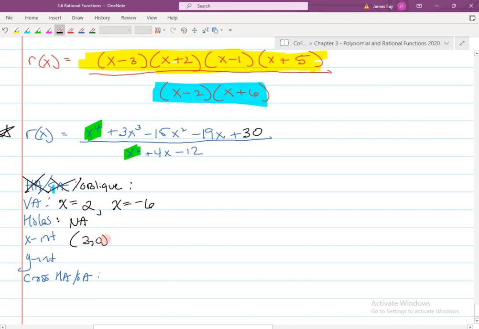So 3, 0, negative 2, 0, 1, 0, negative 5, 0.